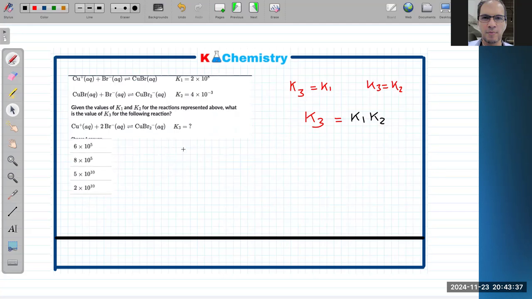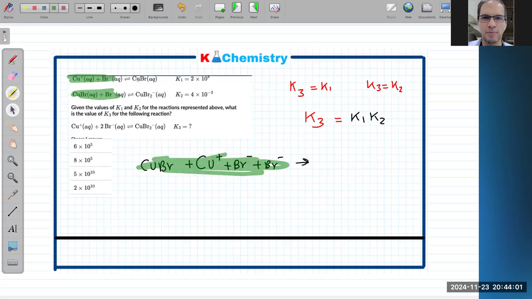So again, I'll put the reactants all together. This is Cu plus and Br minus, and this is CuBr and Br minus, right? This is all our reactants. This is reactants and this is reactants. I'll put them all together. And then the products together also, I'll put CuBr and CuBr2 minus. So I will put CuBr and CuBr2 minus.